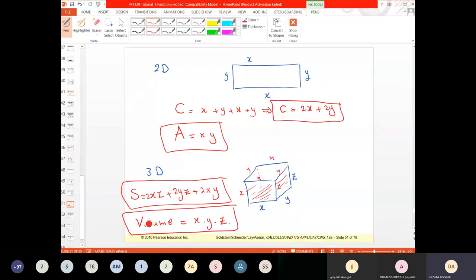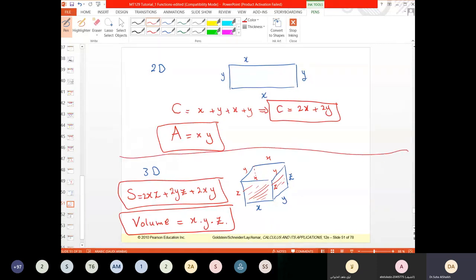ماشي? So this is about geometry. This is the most important 2 things that we have. It's either we have a 2D shape or we have a 3D shape. If it's a 2D, I'm talking about length, width. If it's a 3D, I'm talking about length, width, and height as well.